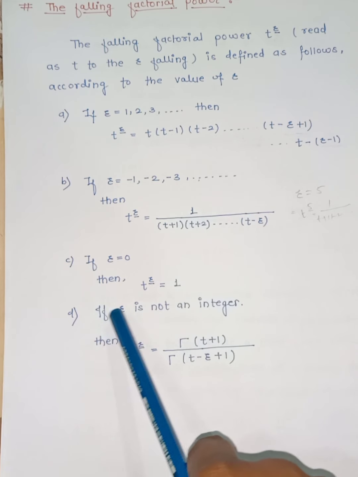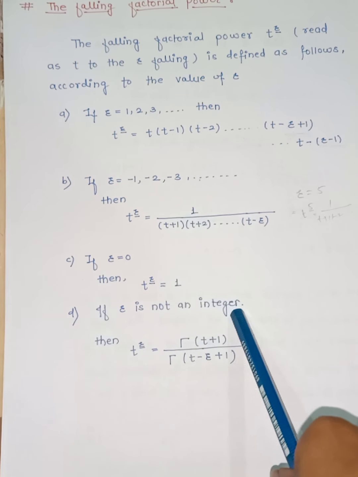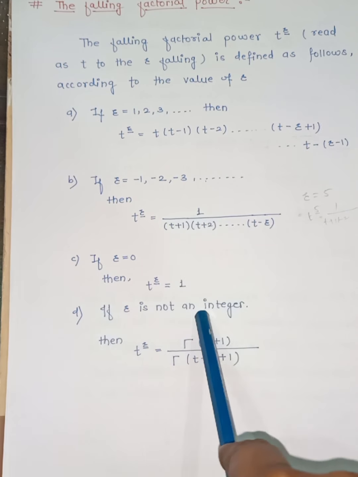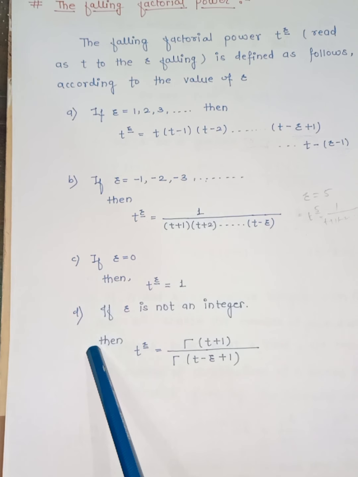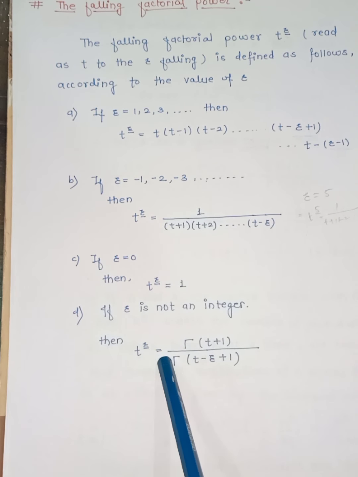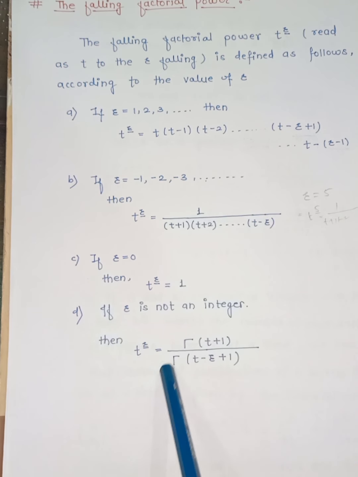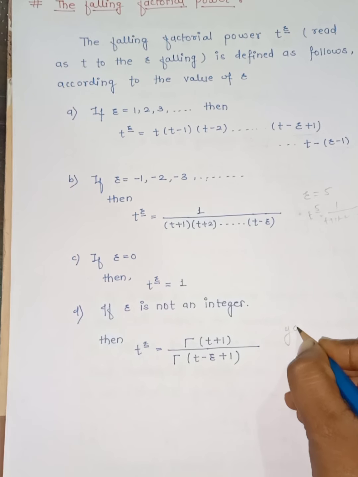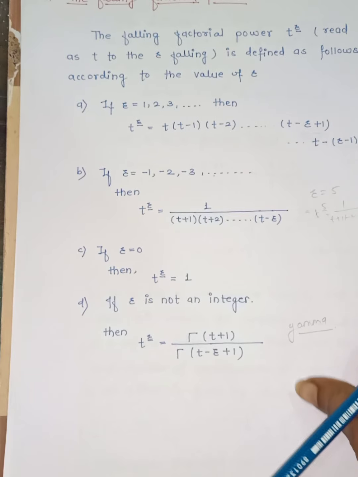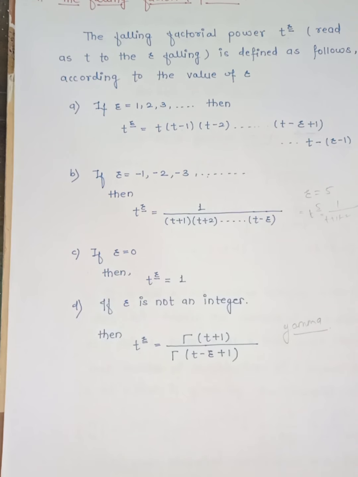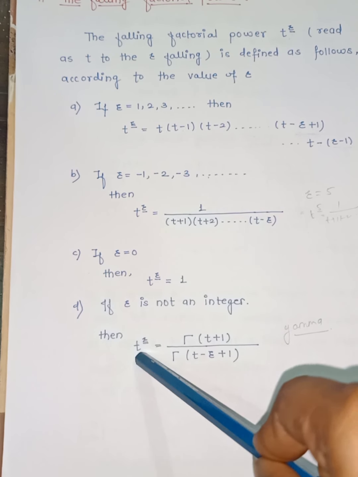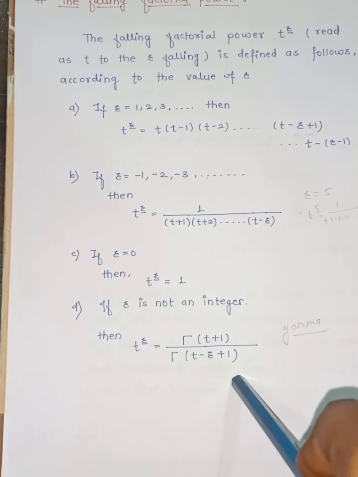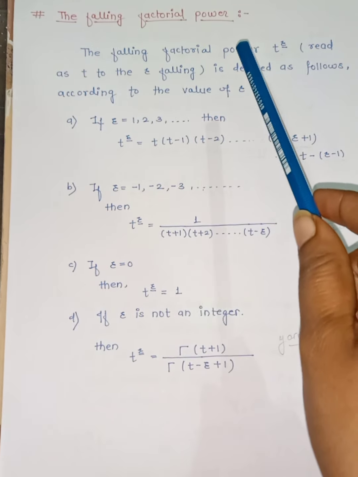Then the fourth one is if r is not an integer. If r is not a positive integer, not negative and not 0, so if r is not an integer, then what will we do? T to the falling r will be equal to gamma of t plus 1 upon gamma of t minus r plus 1. This is gamma. Okay, so if r is not an integer, then we will write t to the falling r equals gamma of t plus 1 upon gamma of t minus r plus 1. So this was the falling factorial power.